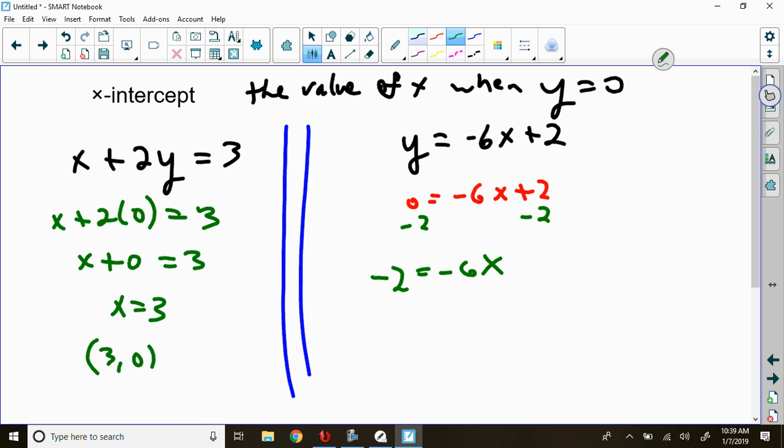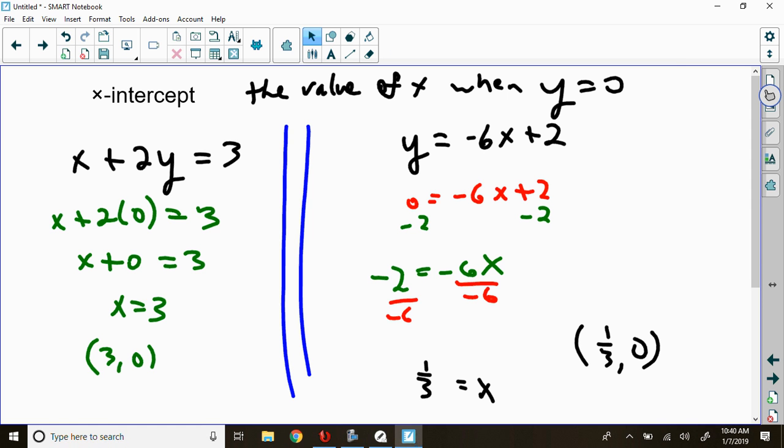Don't you dare say the x-intercept here is 3. It's not. This is a different equation than the last one. So we divide by negative 6. So our x-intercept here would be negative 2 divided by negative 6, or 1/3. Okay, the point 1/3, comma 0. So the point is, finding an x-intercept from a standard form equation sometimes is easier than from a slope-intercept form equation.